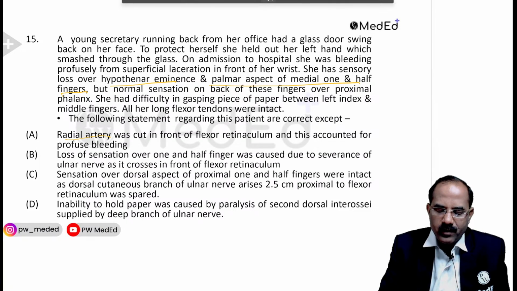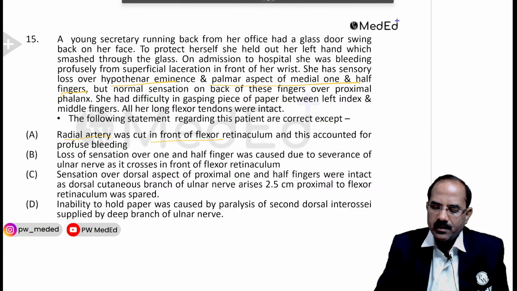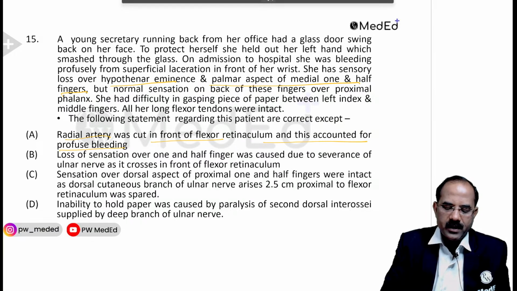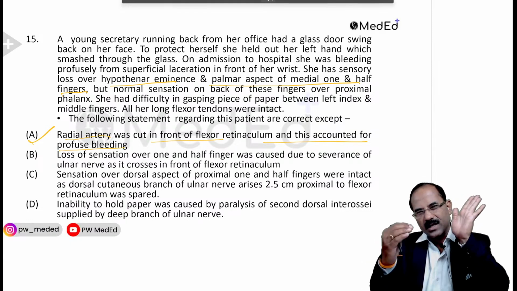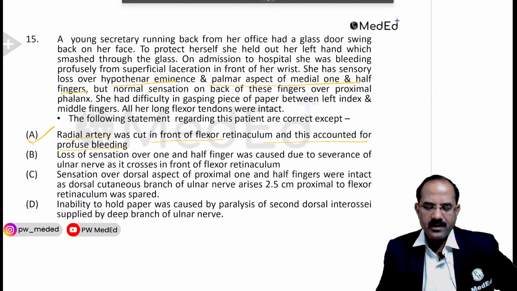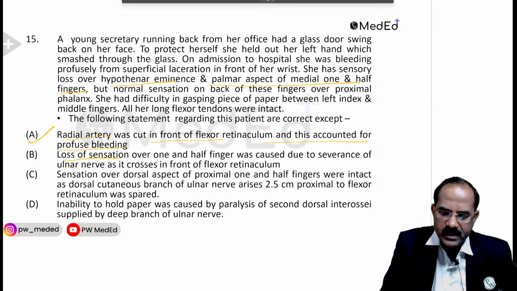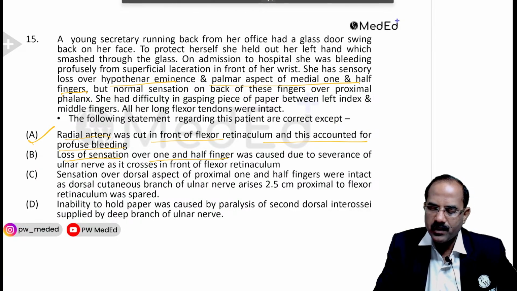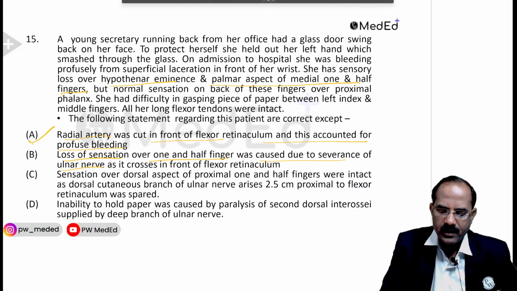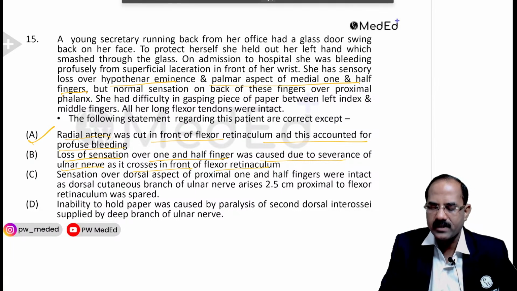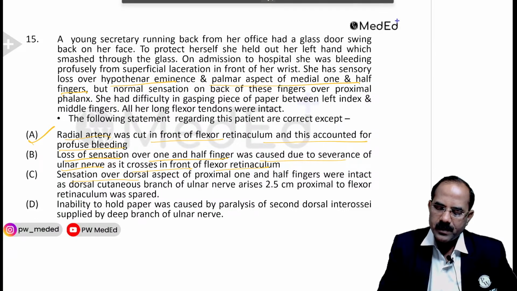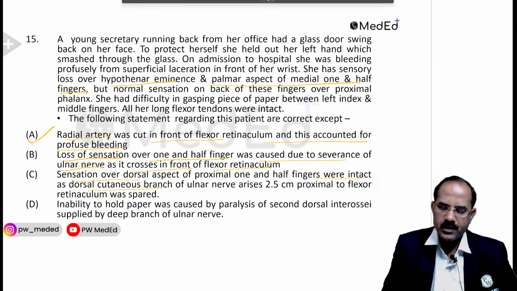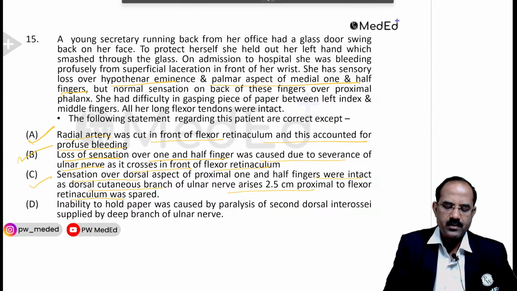The radial artery was cut in front of the flexor retinaculum, and this accounted for the profuse bleeding, because the glass must have struck the hand. Loss of sensation over 1.5 fingers was caused by severance of the ulnar nerve as it crosses in front of the flexor retinaculum. Correct. Sensations over the dorsal aspect were intact as the dorsal cutaneous branch of the ulnar nerve arises proximal. This is also correct.